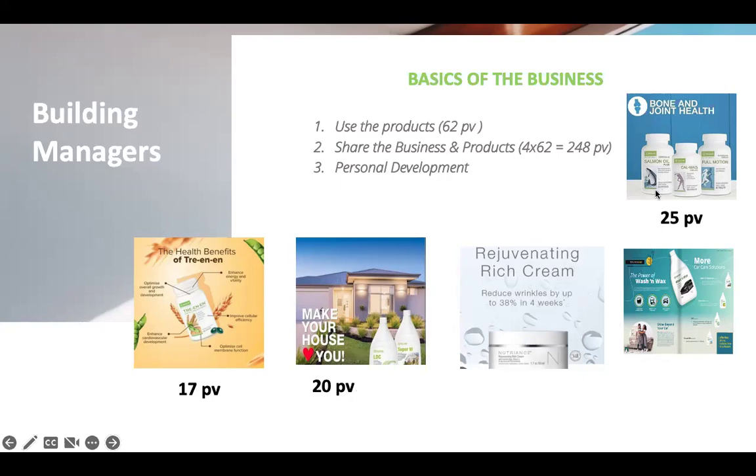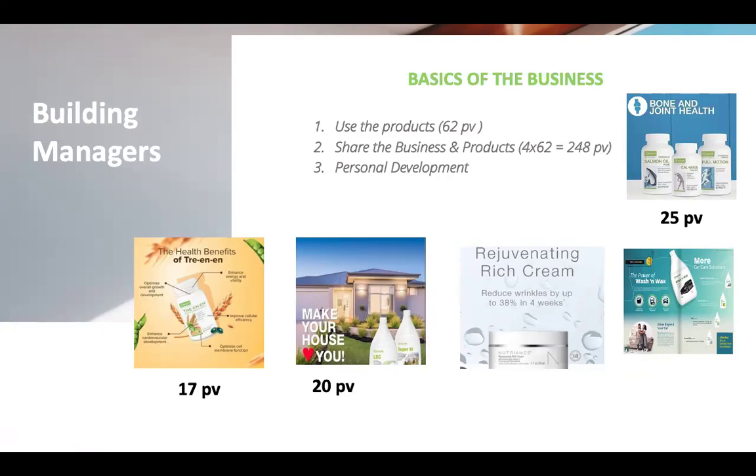The salmon oil, you have one for 25 PV, which is 90 capsules. CalMag is 12 PV. Full motion, I think, is 16 or 17 PV. So use the products to build your PV level. Why do you need to build your PV? Because you want to build a manager business.